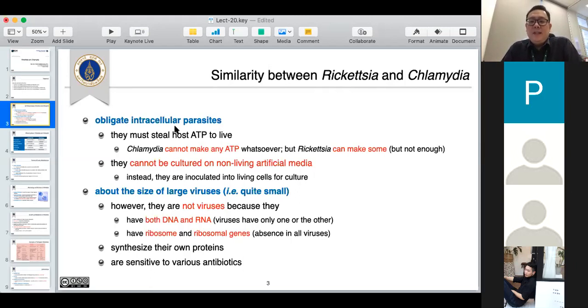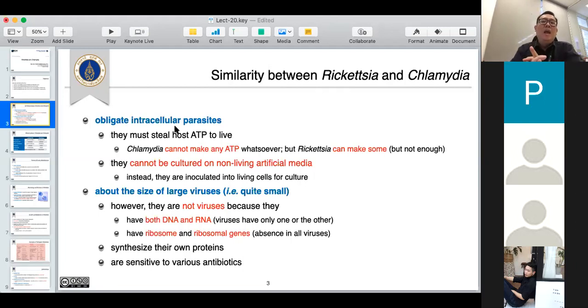But Rickettsia has some ability to produce some energy, ATP, I mean. But the amount of ATP is not enough for their living. So they steal it too. They still want to have ATP from the host, okay? And both of these cannot grow or be cultured on any artificial media, in broth or in solid media. To culture Rickettsia and Chlamydia, you need a human or animal cell line infected, like a viral infection in cells. But they are not classified as viruses because they have both DNA and RNA in the cells. They are cells. Viruses are particles, okay?